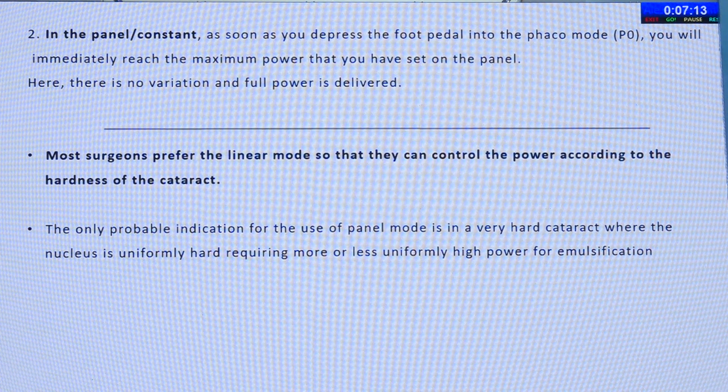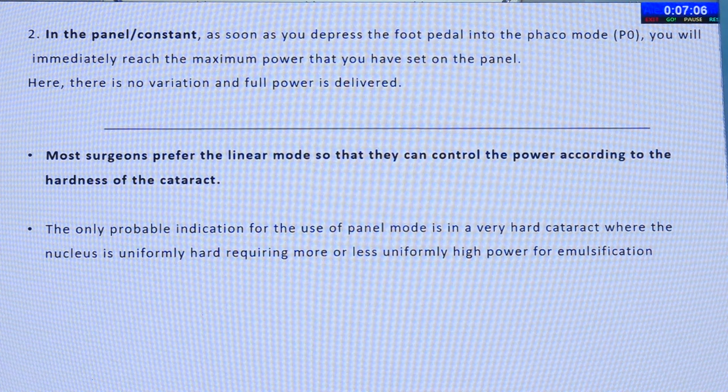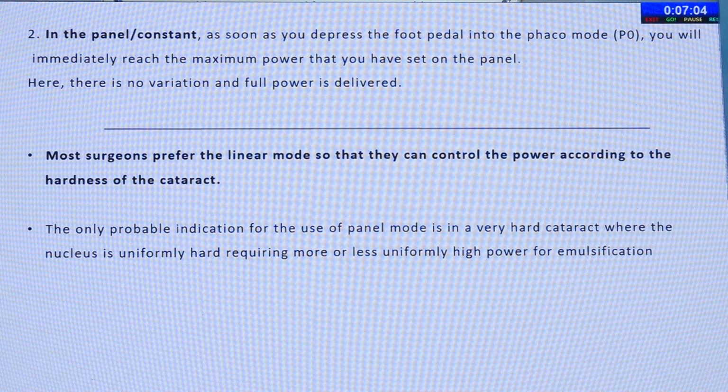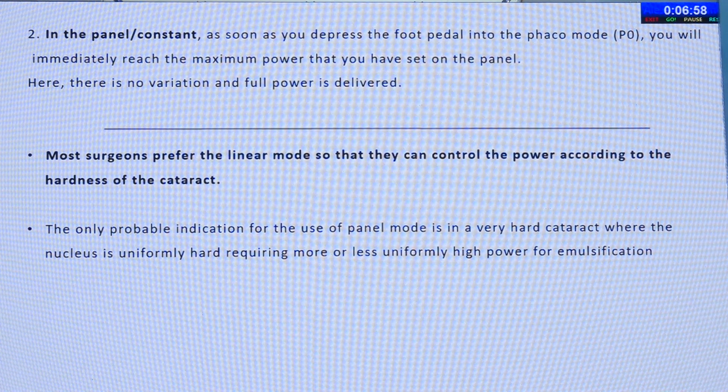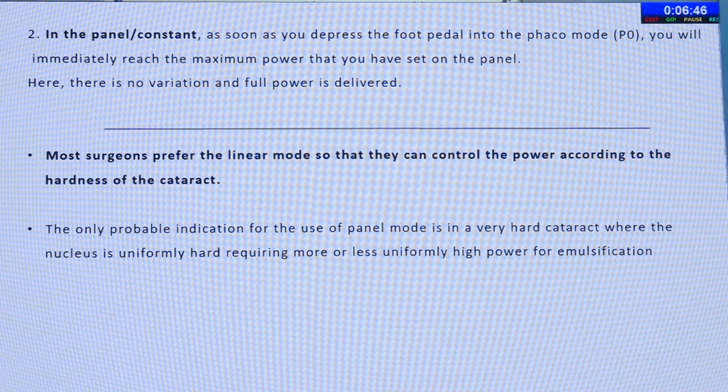Whereas in panel or constant mode, as soon as you go to the phaco mode, full power will be delivered into the eye, which means that there is no variation here. The full power is delivered whenever you go to the phaco mode. Most of the surgeons prefer the linear mode so that they can have better control. Whereas the only probable indication for the panel mode or the constant mode is where the nucleus is extremely hard and you know that it's uniformly hard and you need uniform energy. You can especially use it in cases like direct chop.